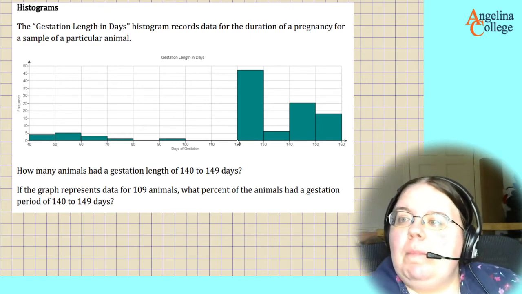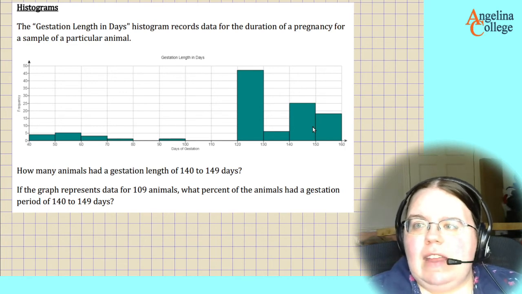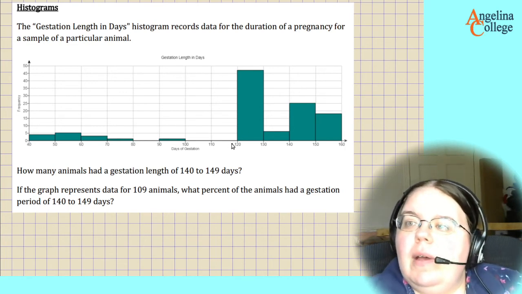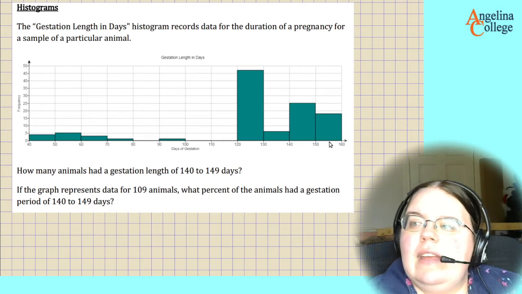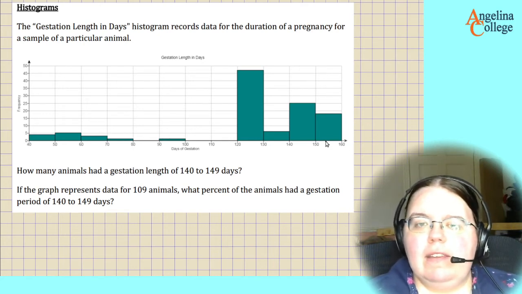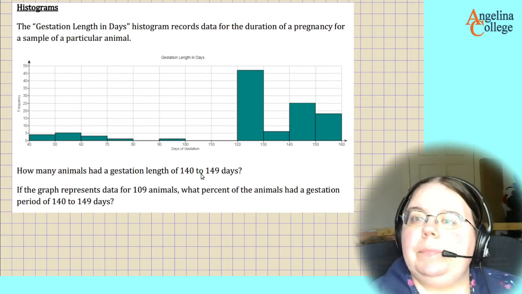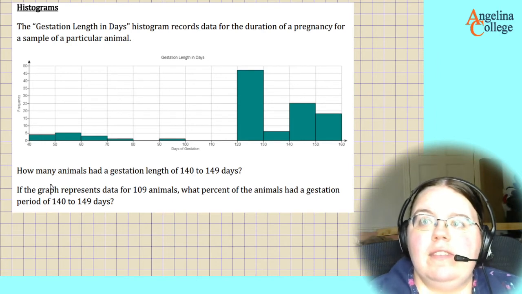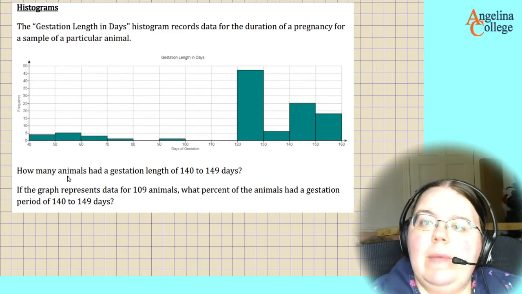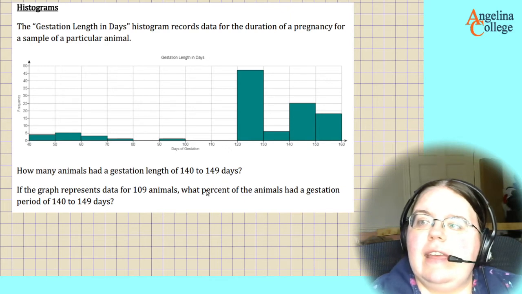But it looks like most pregnancies, and I would assume that that means in general the healthy ones, run between 120 and 160 days in this species. So that would probably be a starting point if you want to try to research and find out what species this might be. So we've got two questions that we're trying to answer based on this histogram. The first is, how many animals had a gestation length of 140 to 149 days?